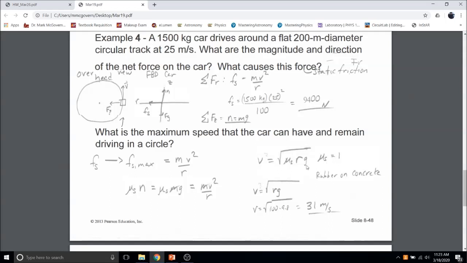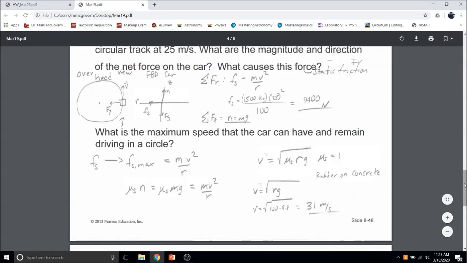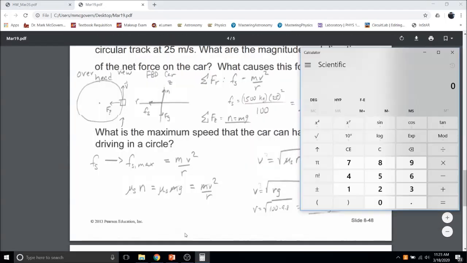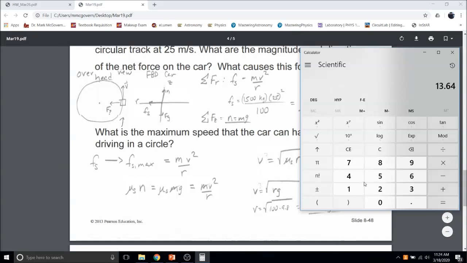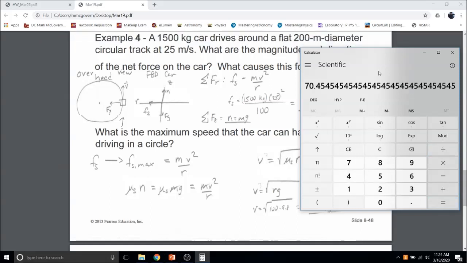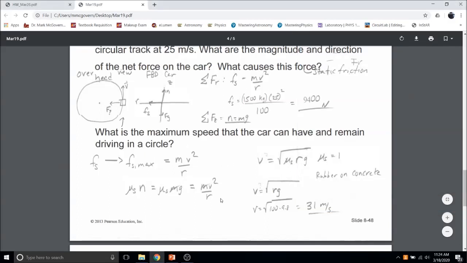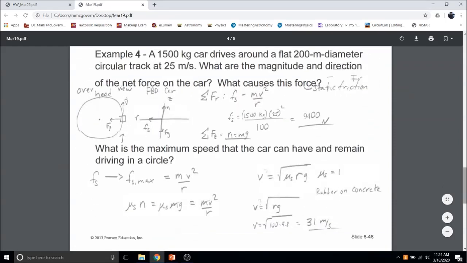Now, the mu sub S, this is a car, rubber tires, concrete, asphalt, whatever. The value is pretty close to 1, which is good because you want a lot of friction on a road or you're going to be slipping around a lot. And this speed here is 31 meters per second, which is, what's 31 meters per second? It's like 31 divided by 0.44, something like that. 70 miles an hour. Okay, I can believe that. 70 miles an hour going in a circle 100 meters. That's dangerous. Right, don't do that.